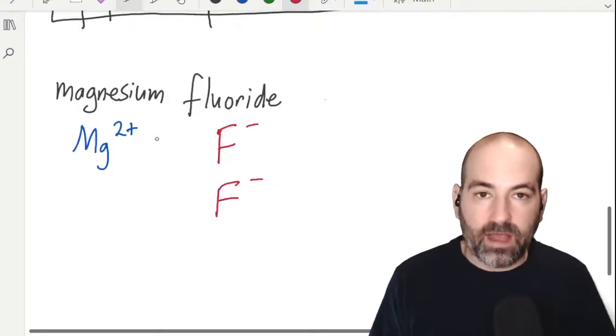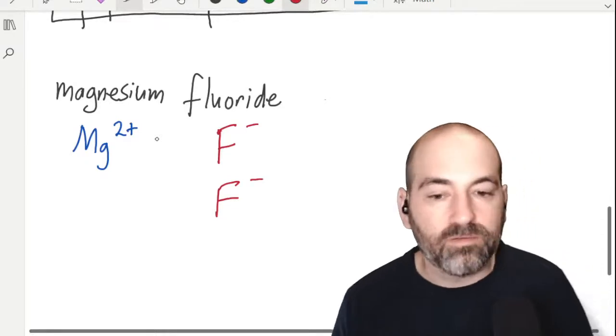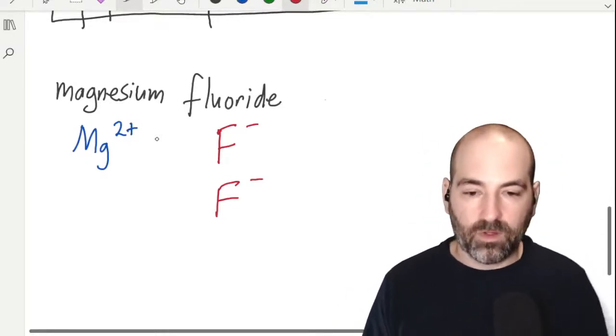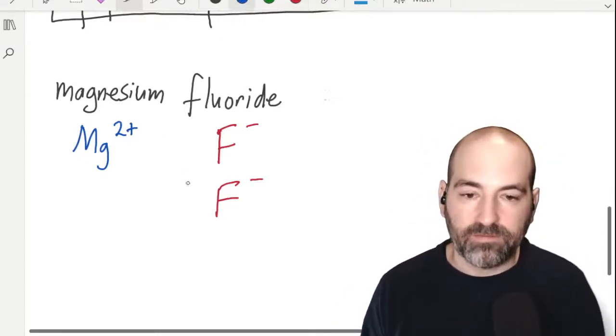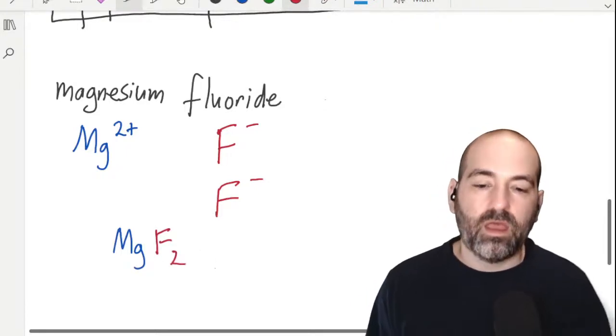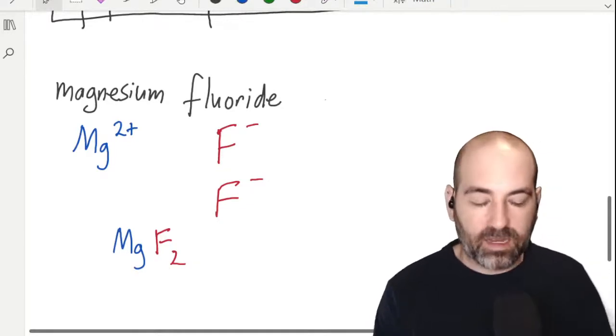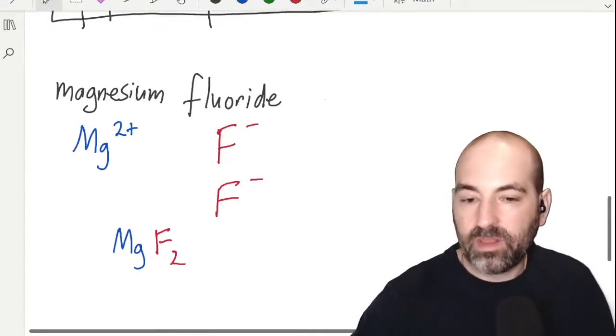And in the physical compound of magnesium fluoride, this is exactly what we see. We see a ratio of 1 magnesium for every 2 fluorides. And the way we express that in a formula is with a subscript: MgF2. And this is what's really different from the organic molecules that we saw over the last few weeks.